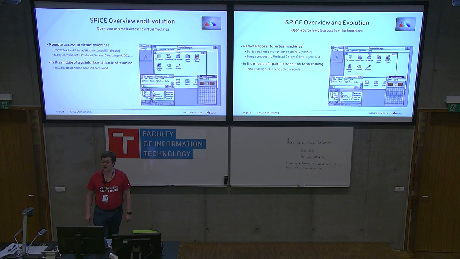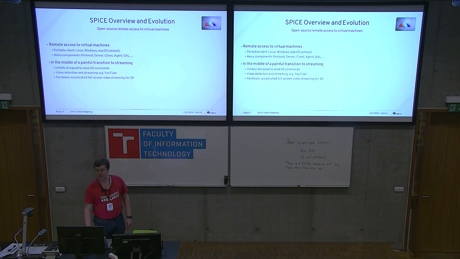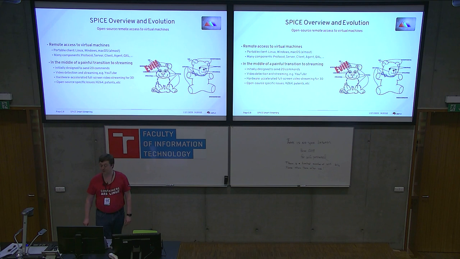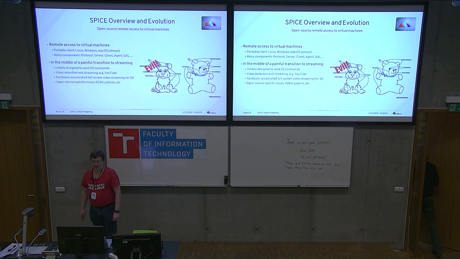So why? Because it was initially designed for 2D commands. So it was designed for the time where this was considered state-of-the-art advanced graphics. And at some point, code was added to detect streaming on part of the screen, like for instance when you watch a YouTube video. But we are now at the stage where we want to have hardware-accelerated full-screen video streaming for real 3D content. And then we run into a problem, which is that hardware acceleration today is mostly using H.264, which is full of patents, and patents are evil. I show you here a Google patent for toys that basically spy on you with cameras and stuff in it.